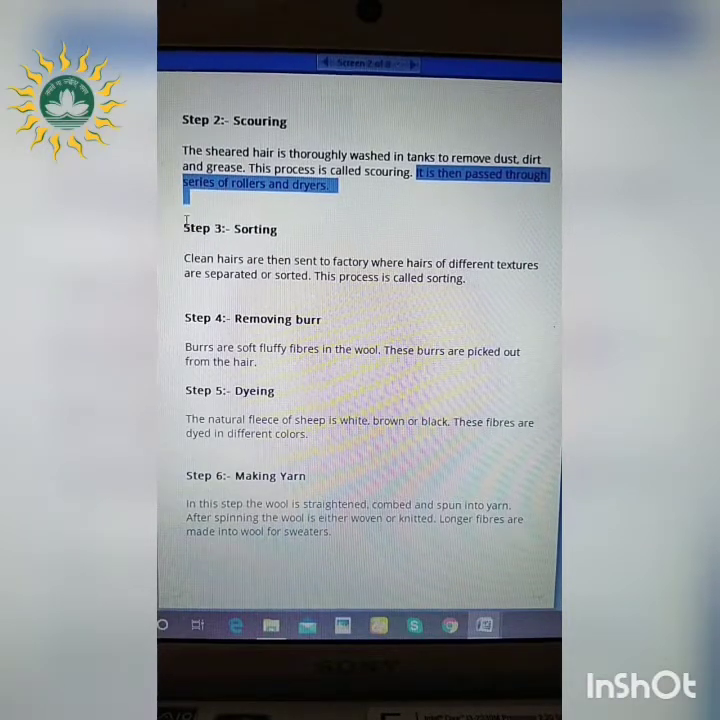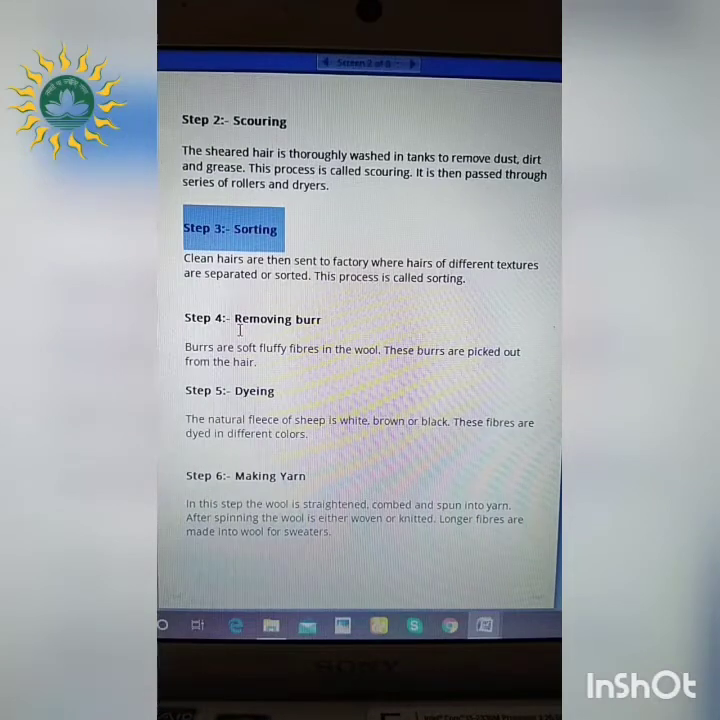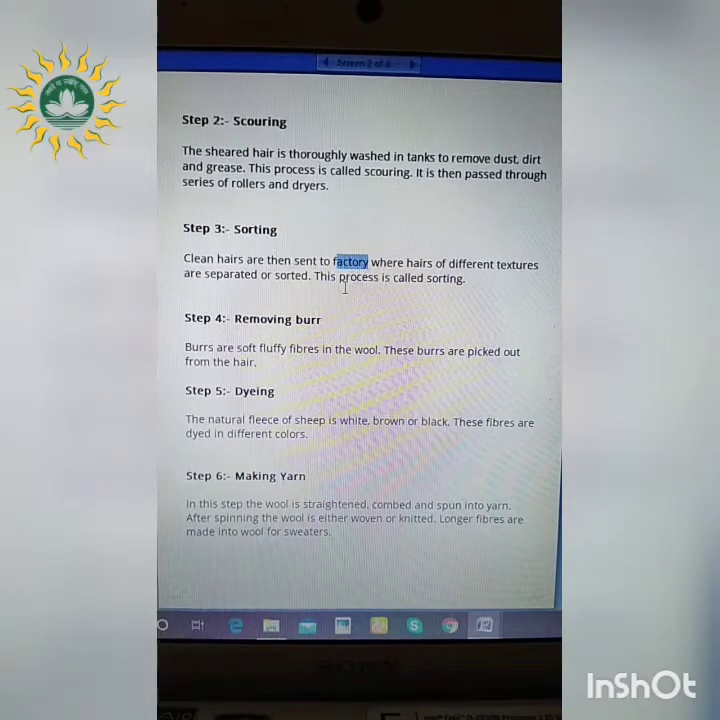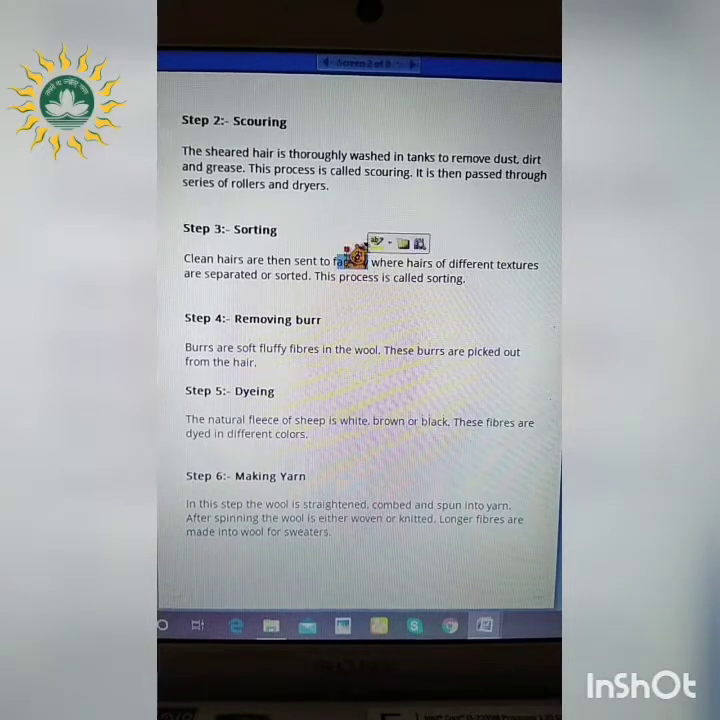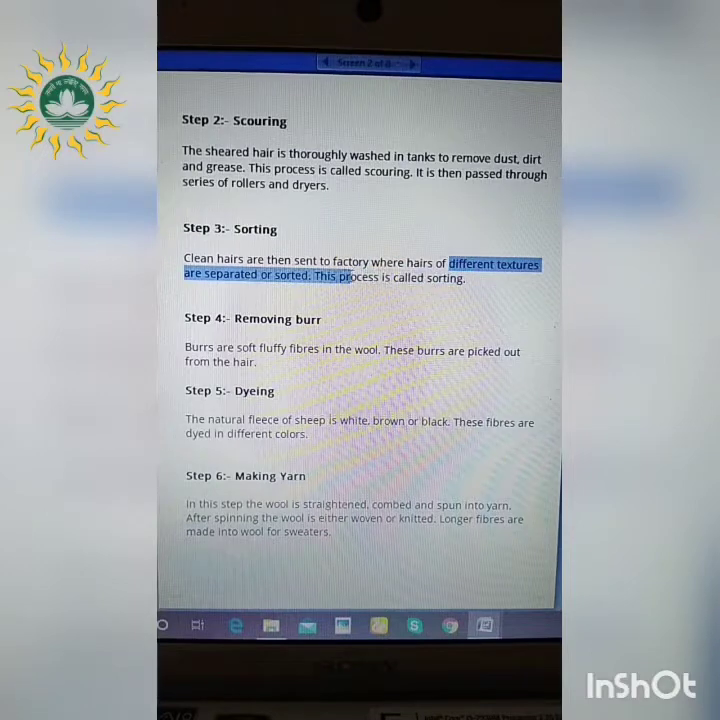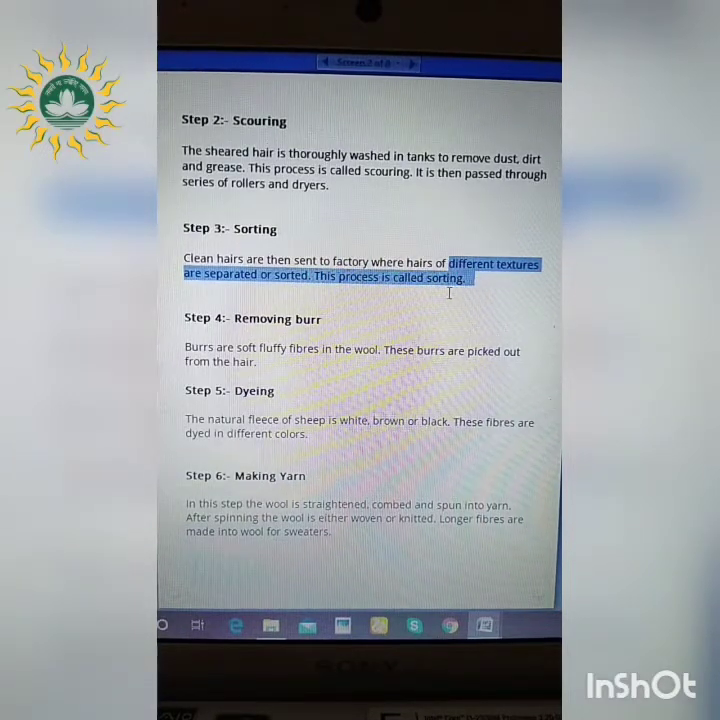Third step is sorting. In this process, what happens? The clean hairs which are obtained are sent to the factory. Why? Because we know that different types of hairs can be present, so they need to be separated out. They are sent to the factory so that these hairs of different textures are separated or sorted out, and this particular process is called sorting.